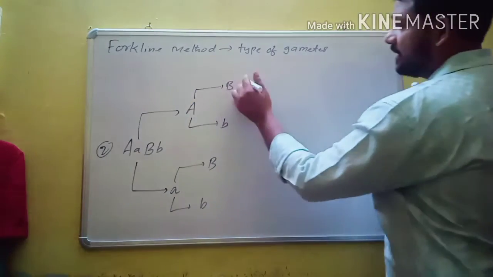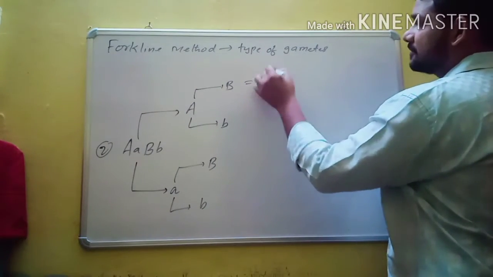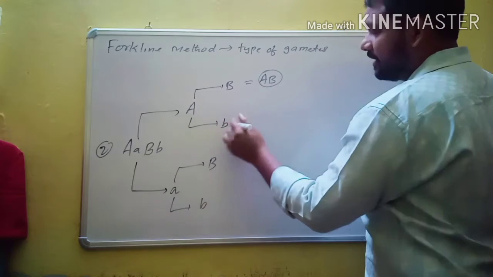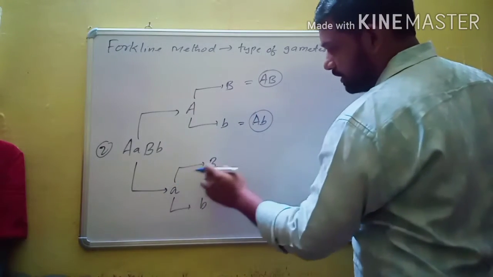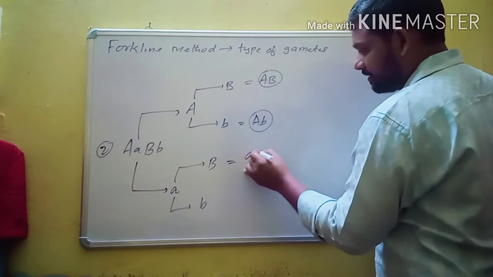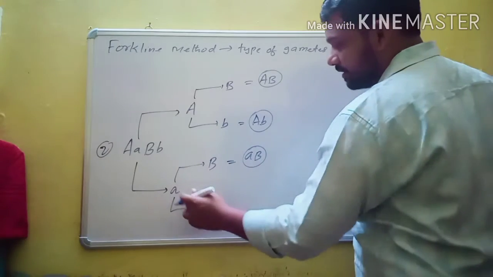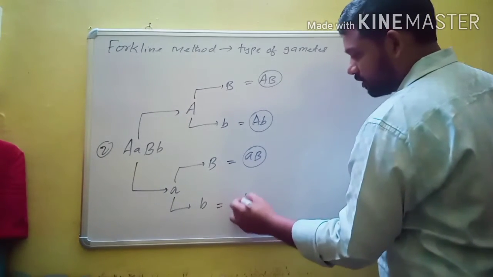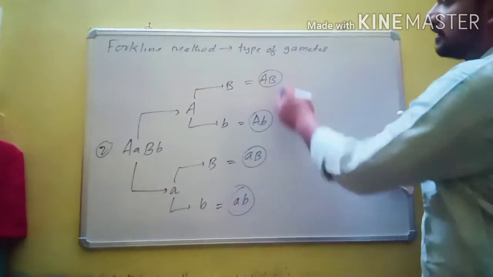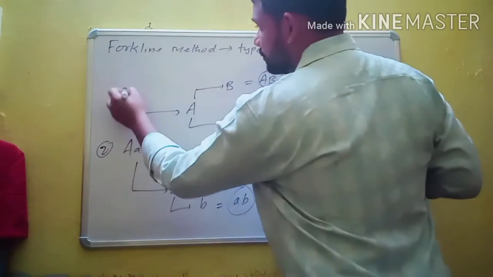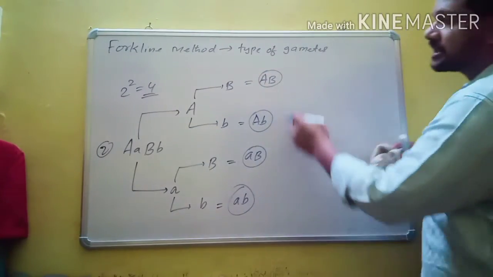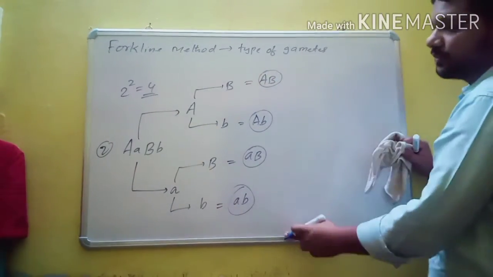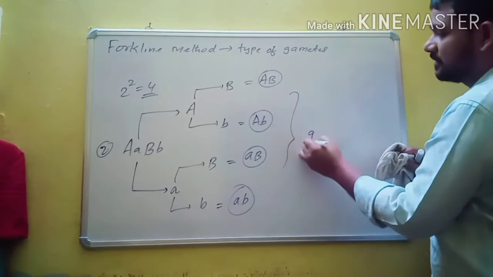Capital A and capital B, this is one gamete. Capital A and small b, this is another gamete. Small a and capital B, this is one gamete. Small a and small b, this is one more. So if you use the formula 2 to the power of n, then 2 to the power of 2, 4 gametes will come. So which type of gametes will come? These 4 are the gametes.